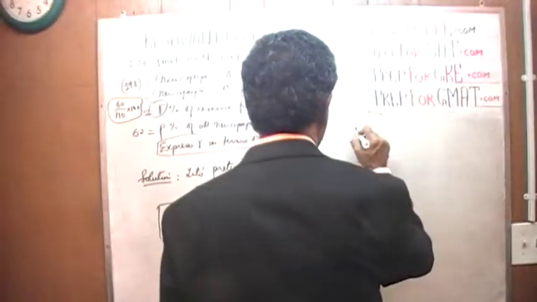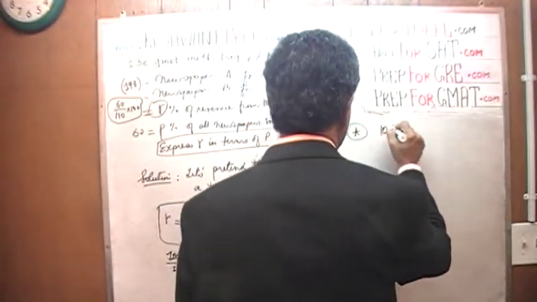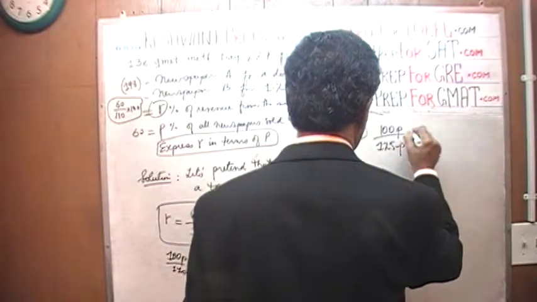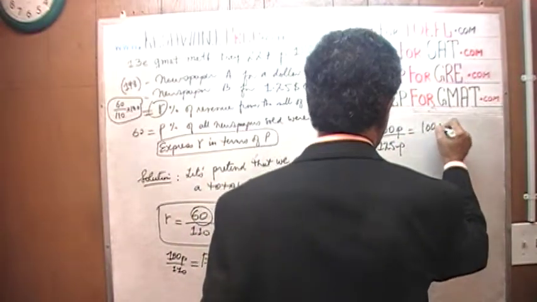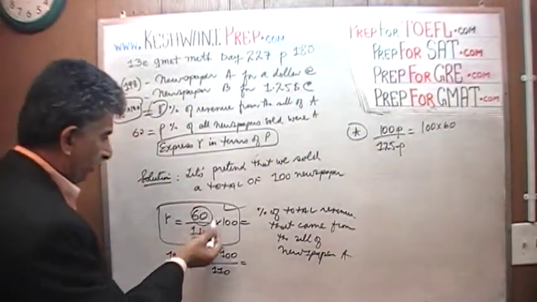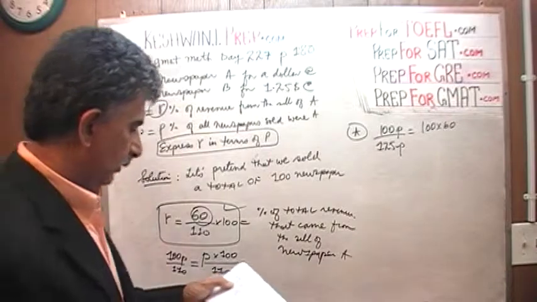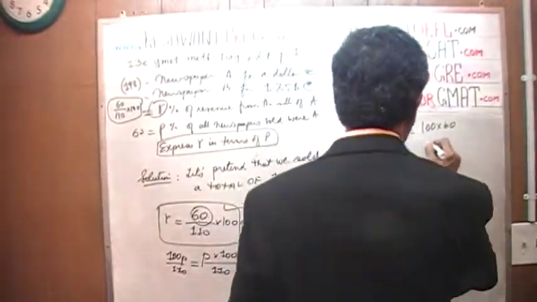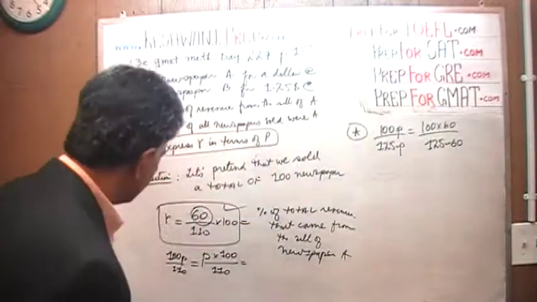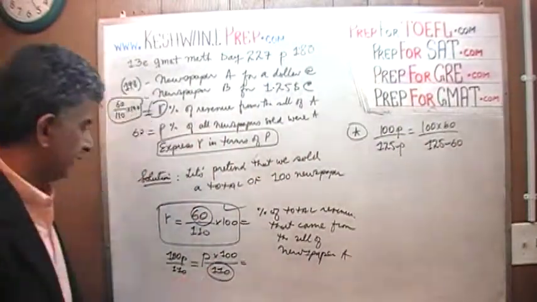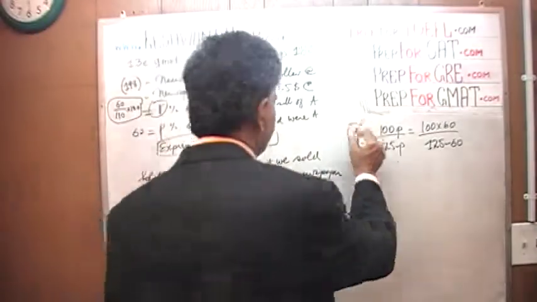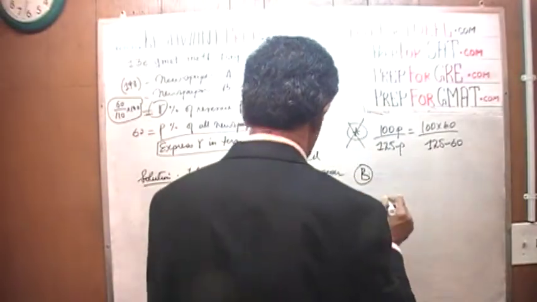Answer choice A says 100P over 125 minus P. Let's find out. 100P would be 100 times 60. So far so good. We do have 100 times 60 on the top. Over 125 minus 60, which is not going to give us 110. We need 110 at the bottom. 125 minus 60 is not 110. Answer is not A. Let's look at B.